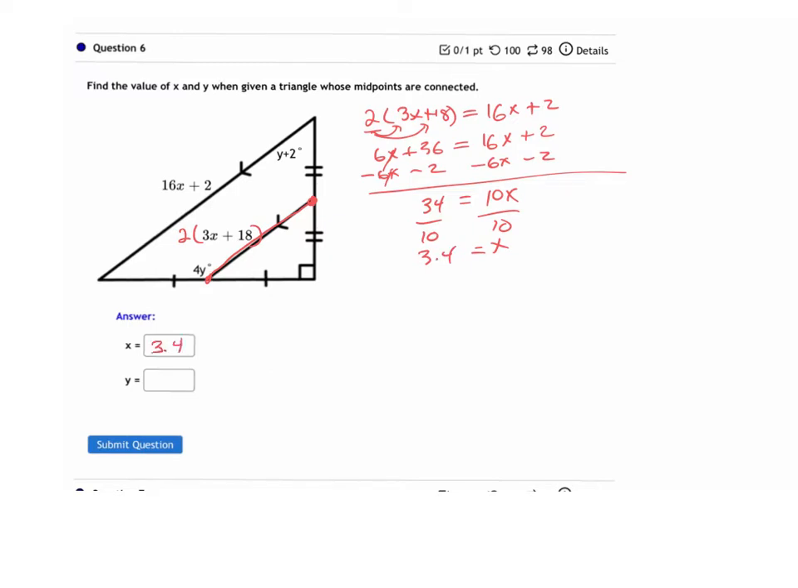Now, to find y, it's a little bit more challenging. But what I'm going to use for that is the fact that there's 180 degrees in the angles of a triangle. So if I take this angle, which is y plus 2, plus this angle, which is 90, plus this angle, that has to equal 180 degrees.